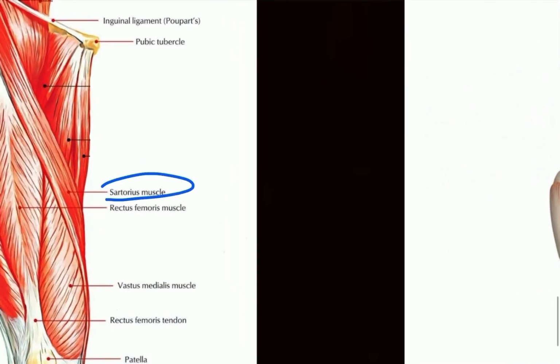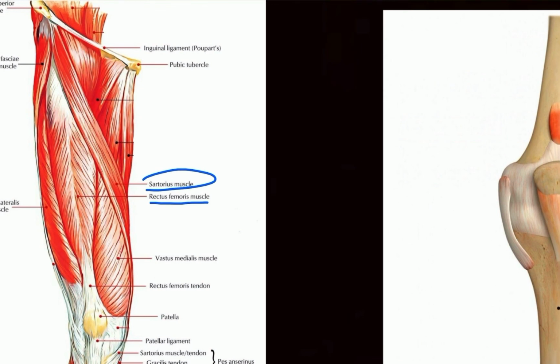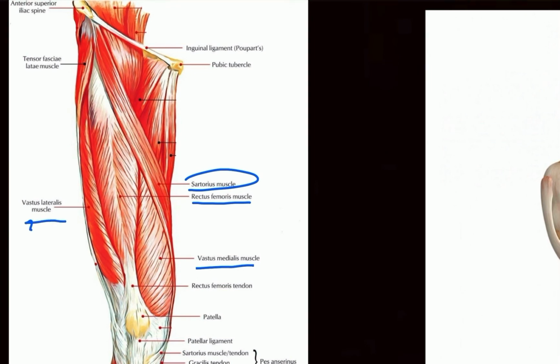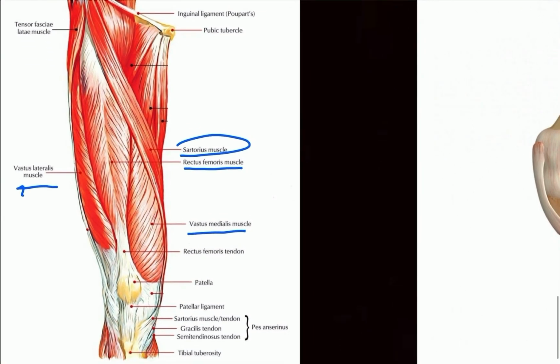So sartorius muscle. You can see the rectus femoris muscle. Now beneath this rectus femoris, you can see this vastus intermedius. On the medial side, you can see vastus medialis. On the lateral side, you can see vastus lateralis, okay? Then you have patella, which is the kneecap, okay?